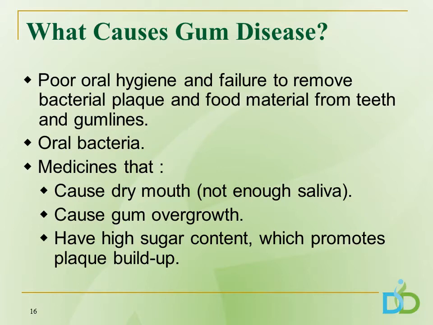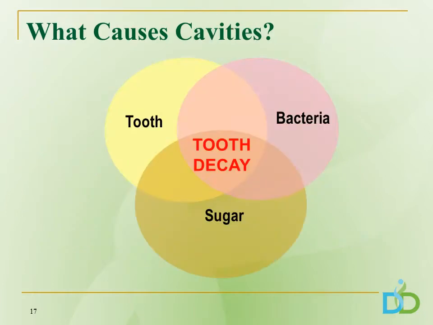Some medicines, such as sleeping aids and drugs that help to calm behavior, may reduce the amount of saliva produced in the mouth. This allows the plaque to attach more firmly to the teeth because the saliva is not there to help clean the teeth. Drugs such as some medicines that prevent seizures may cause the gums to overgrow. Other medicines have a high sugar content which can result in an increase in cavities or dental caries.